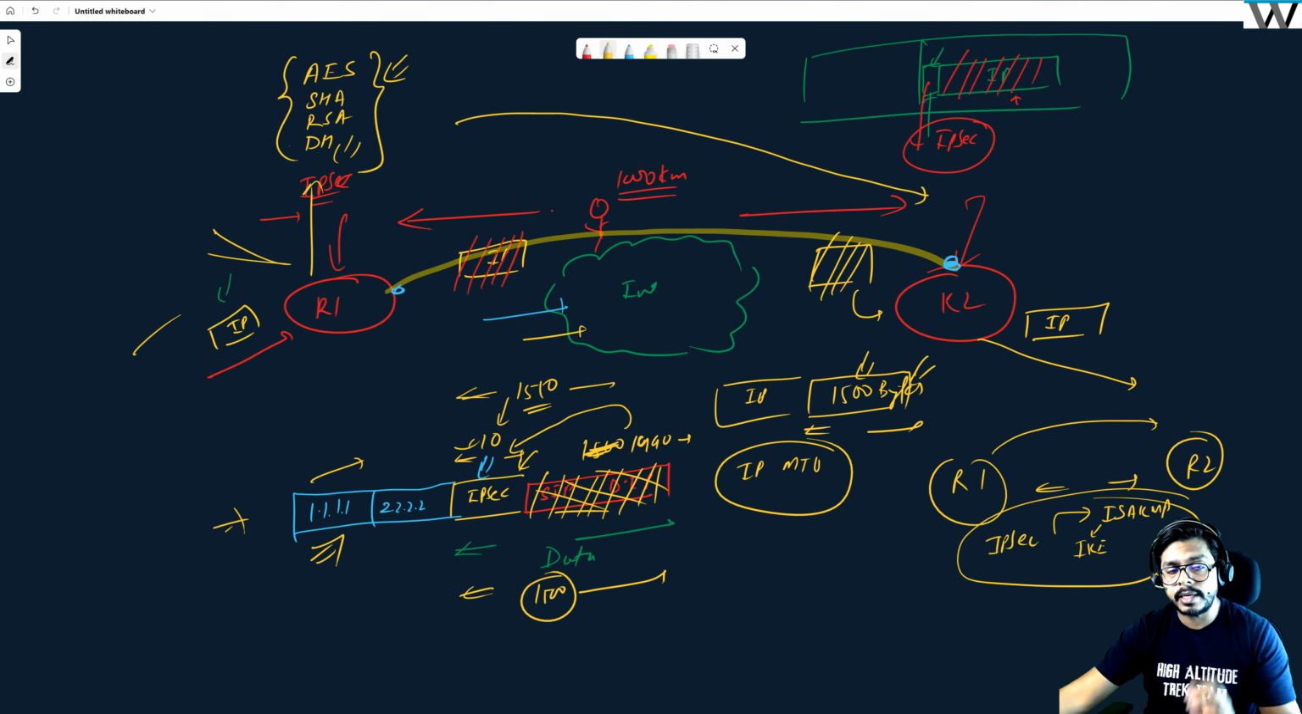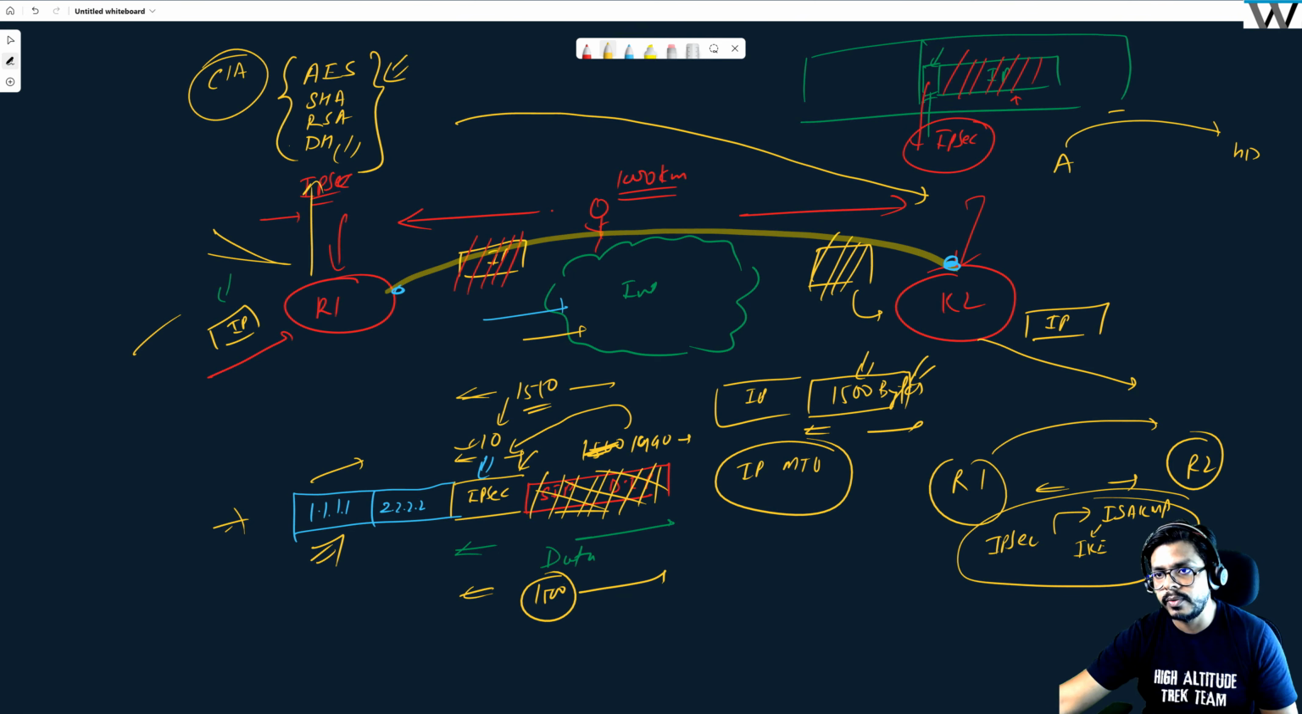We need to encrypt the packet, and if we want to send the packet, we need CIA. If we need CIA, we need a mechanism through which R2 can know what R1 wants to do, right? Similar thing, like Anjali is talking to HDFC Bank. Anjali is saying in the initial hello, I want to do AES with you. I want to do SHA with you, right? Here is my cipher suite, right? We need to exchange the cipher suite information, right?